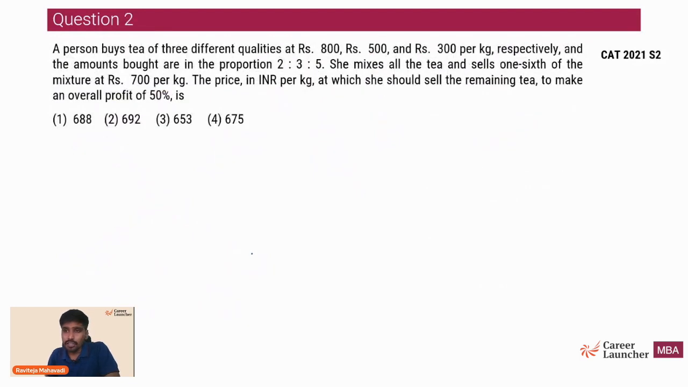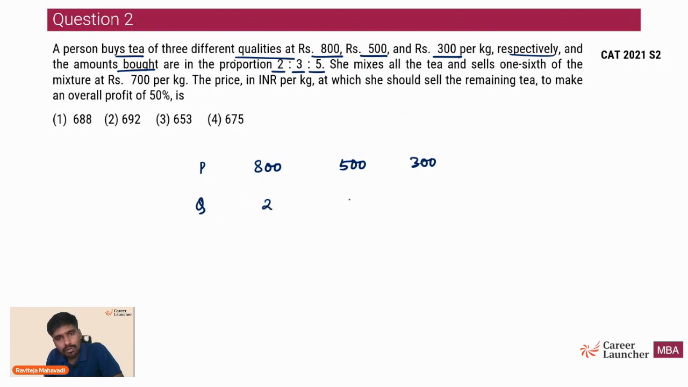Let's take a look at question 2, CAT 2021, slot 2 again. A person buys tea of three different qualities at 800, 500 and 300. So the prices are 800, 500 and 300 per kg respectively. And the amounts he bought, the quantity, are in the ratio 2 is to 3 is to 5.